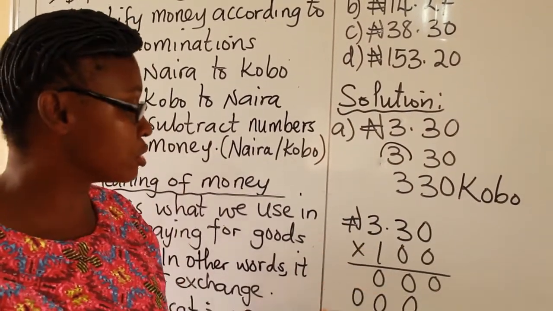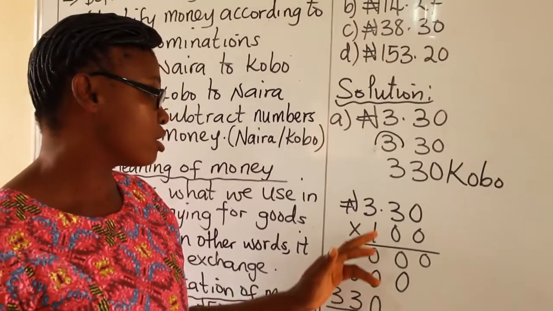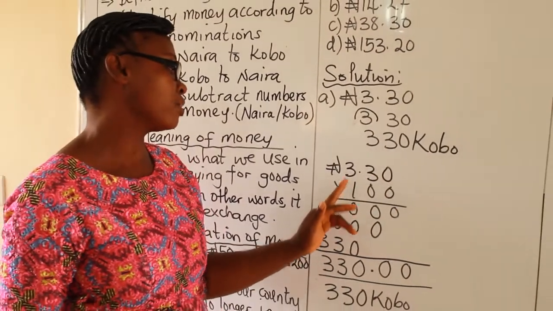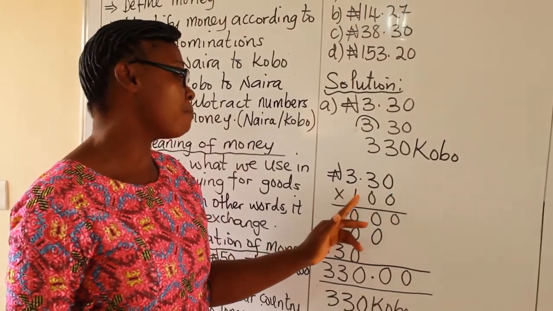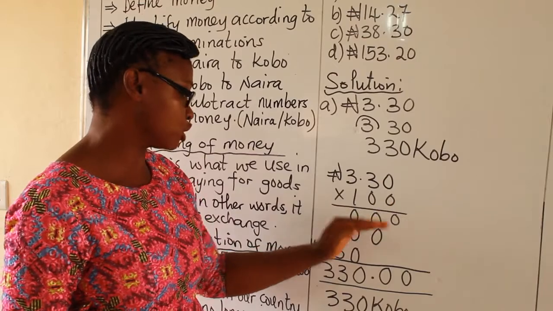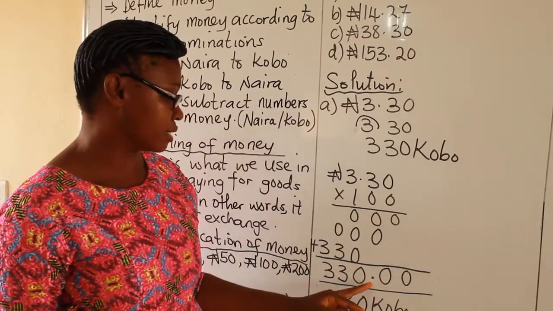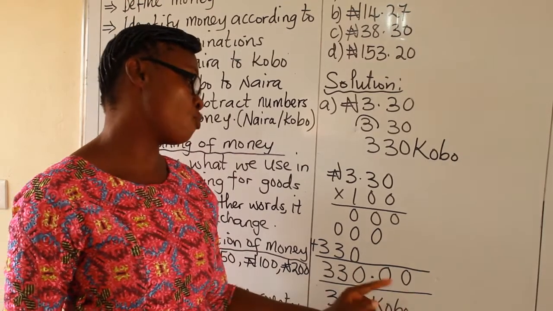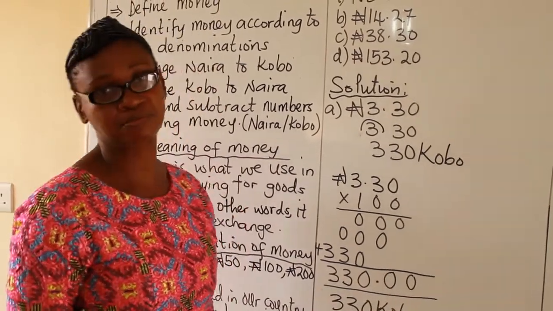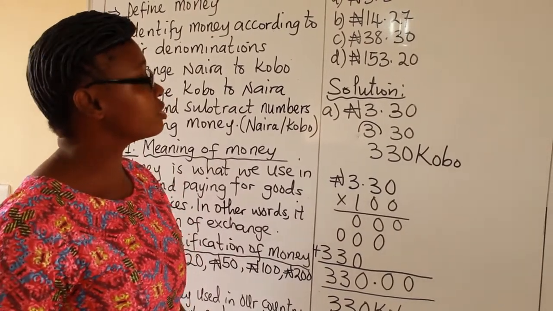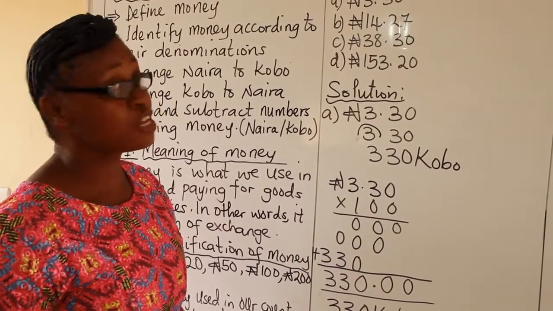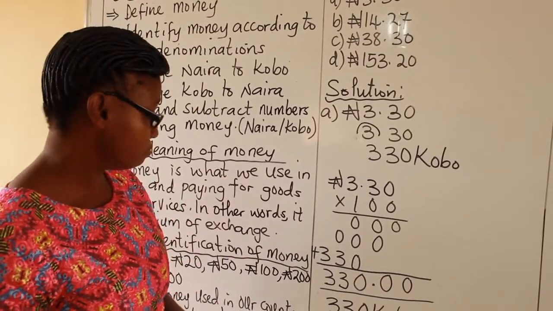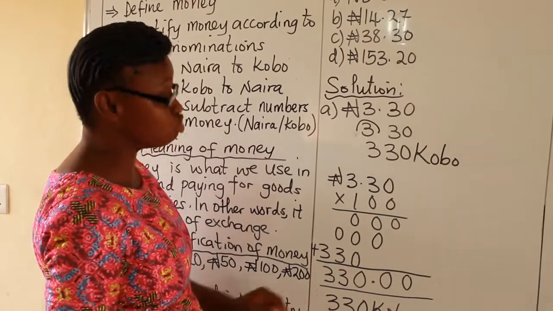But then if you are good, you want to take time to do it, you can now multiply your 3 naira 30 kobo, I beg your pardon, by 100. By the time you finish multiplying, these are the steps you will have, and then you add up to get 330 kobo without the 2 zeros. It's an interesting topic, and I believe you are flowing alongside with me. I believe I'm not too fast. Okay, I'll leave this for those that want to write.